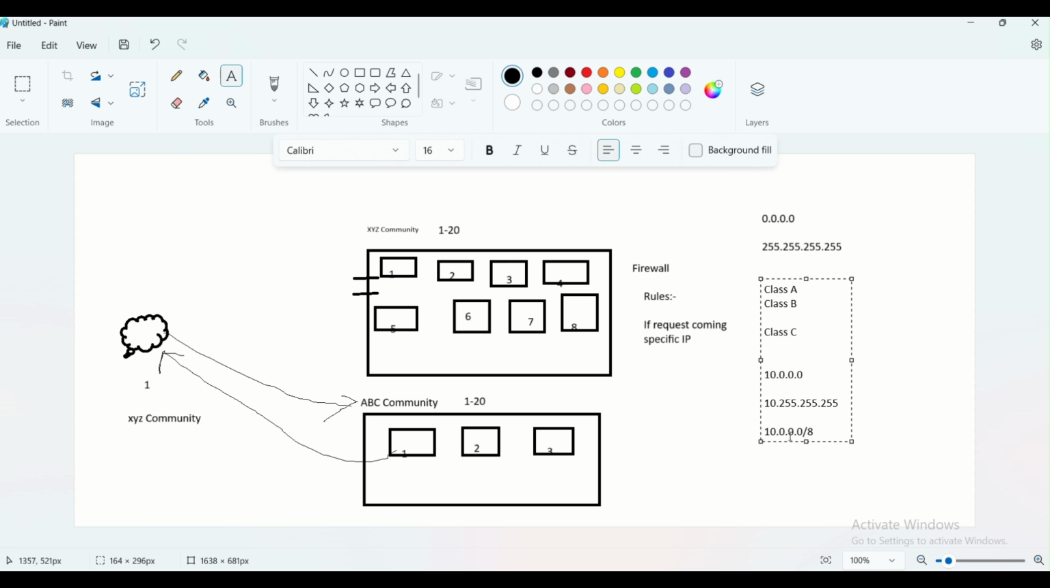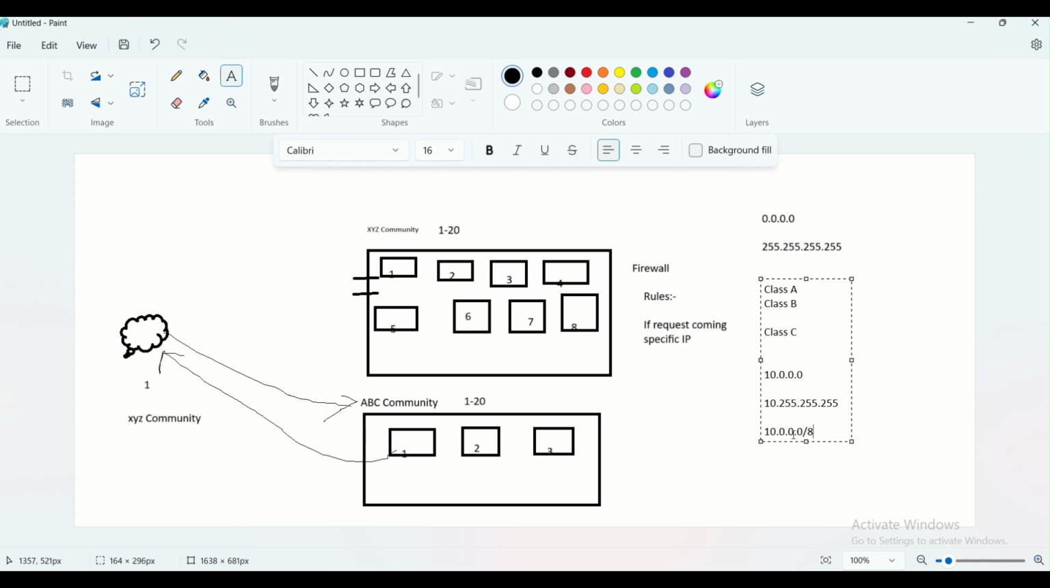So what is meant by this 8? Out of these four digits, only the first digit is constant. The 8 belongs to the first one. If we keep it as 16, then the first 8 means the first digit and the next 8 means the second digit, so two digits are constant and the remaining two digits will vary. This way you can define your range. The available range for private IP addresses starting with 10 is class A. This 8 means only the first digit is constant and the remaining three digits will vary.